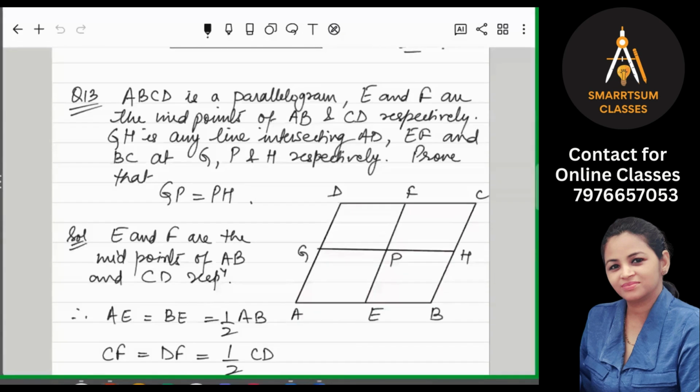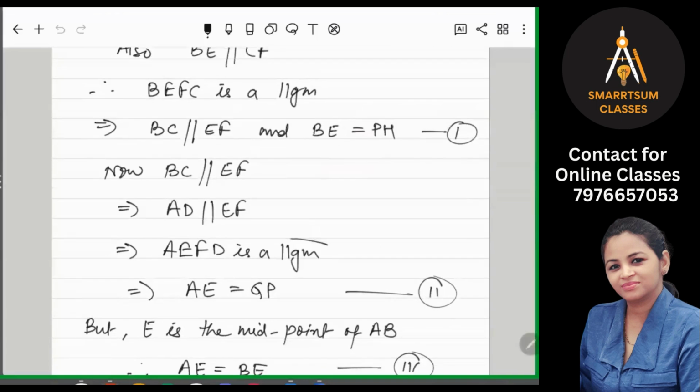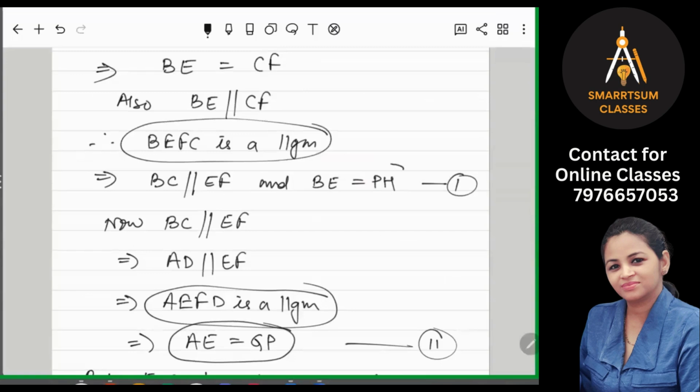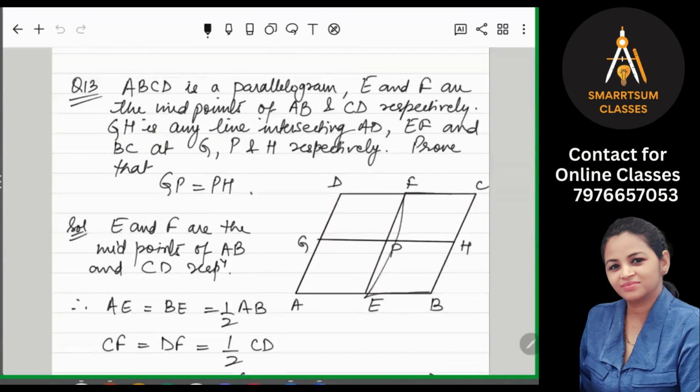So listen here. In this question, what we have done: since AEFD is a parallelogram, we have written that AE and GP are equal, right? And BEFC is a parallelogram, and that's why we have written BE and PH are equal, right? So if BEFC is a parallelogram, PH will be equal to BE. Why will they be equal? Because EF and BC are parallel lines, and the distance between the parallel lines will always remain the same, right? Okay, so that's the reason we have written BE and PH are equal.